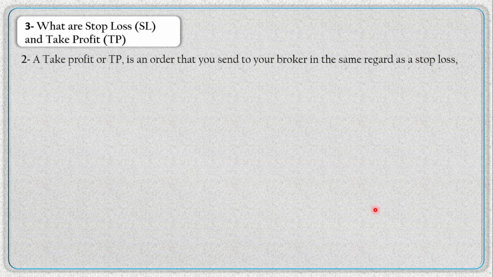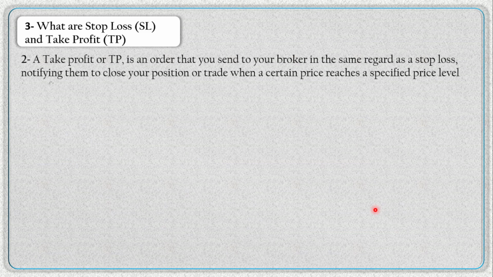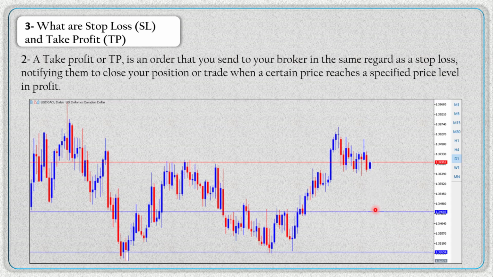Second, a take profit, or TP, is an order that you send to your broker in the same way as a stop loss, notifying them to close your position or trade when the price reaches a specified price level in profit. So now here is the current price, here is support 1, here is support 2, and here is resistance 1.